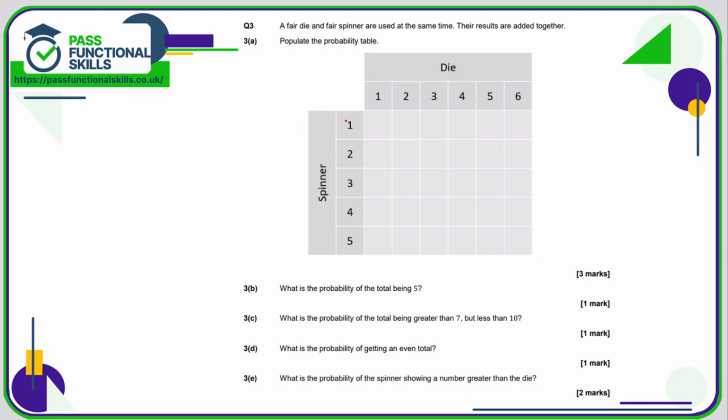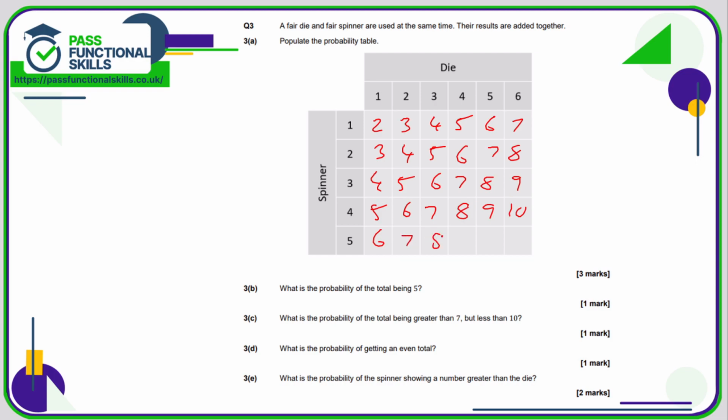Question number 3, we need to populate the table by adding the scores together. 1 plus 1 is 2, 2 plus 1 is 3, 4, 5, 6, 7, 2 plus 1 is 3, 4, 5, 6, 7, 8, 4, 5, 6, 7, 8, 9, 5, 6, 7, 8, 9, 10, 6, 7, 8, 9, 10, 11. So what's the probability of the total being 5?